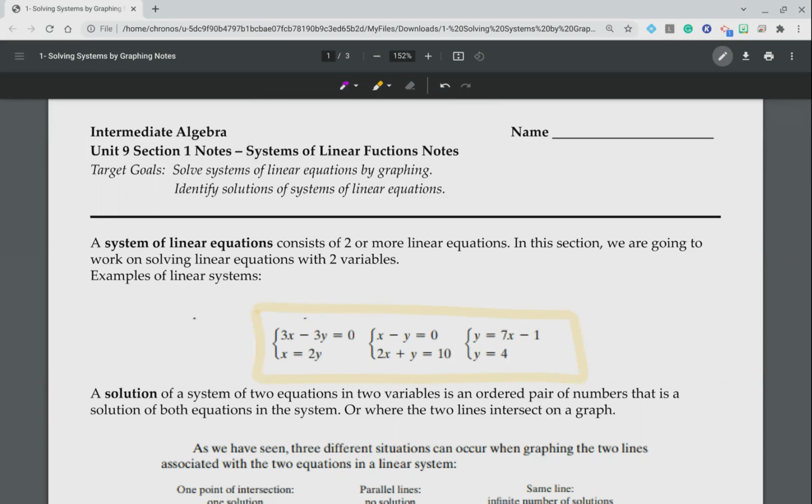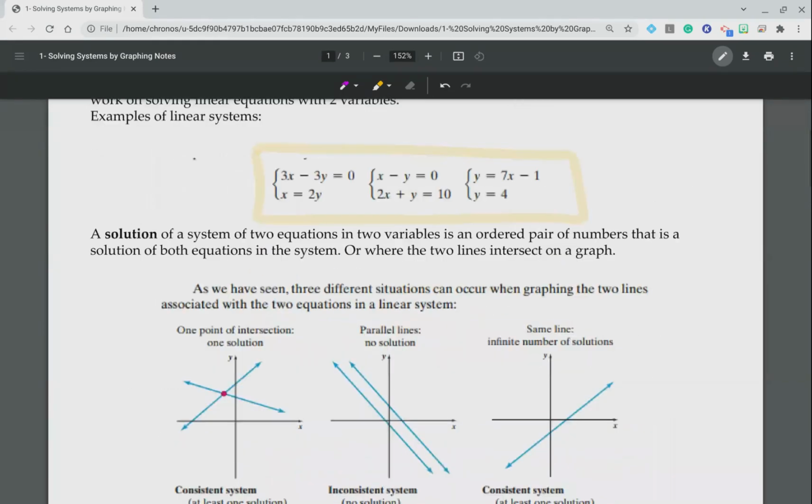Up to this point this year, we've only solved equations that had an x in them. But now we're going to learn how to solve equations if they have an x and a y. Your solution to a system of equations is going to be an ordered pair. Remember, an ordered pair is x comma y. So when you solve them and get x and get y, you just write them as an ordered pair.